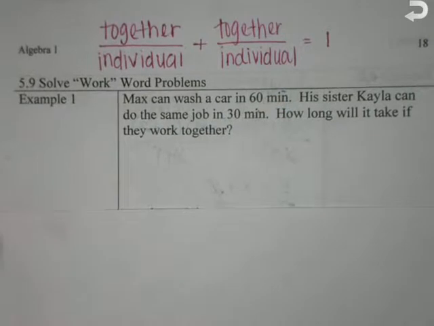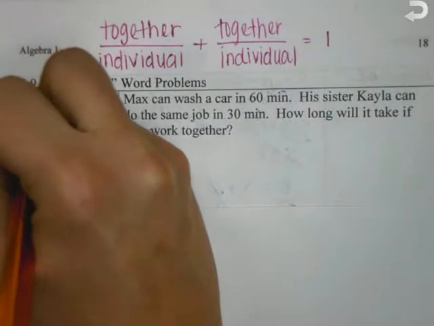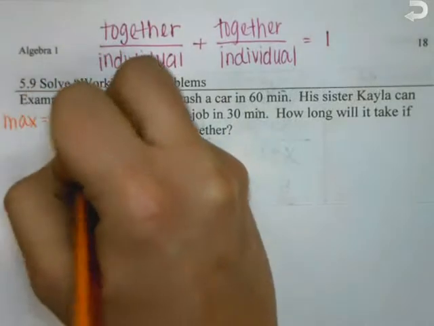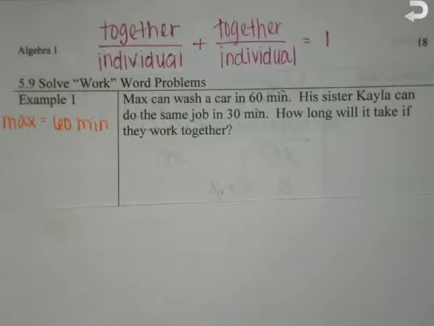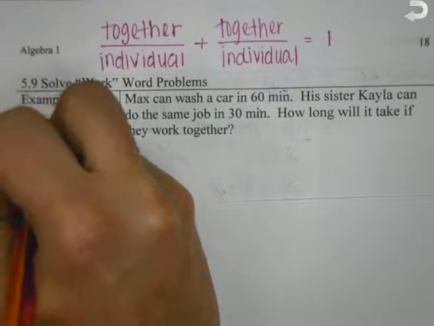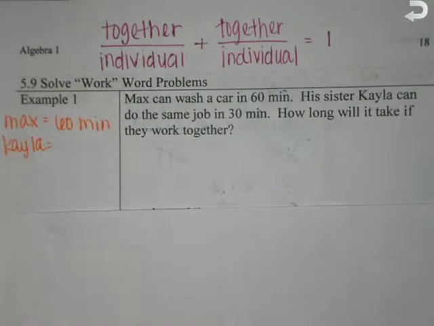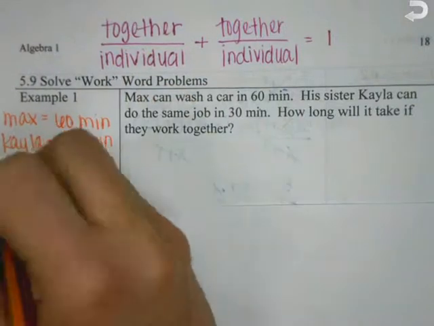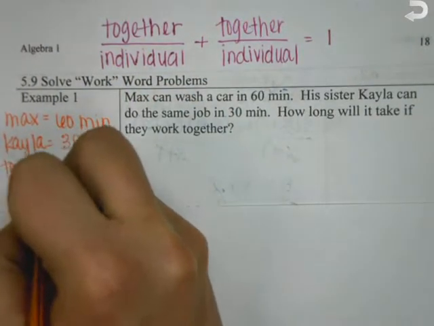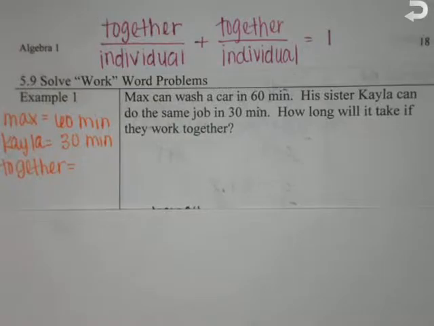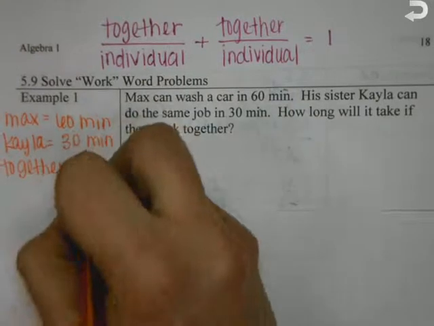Max is equal to what? 60 minutes. Write that down. So write Max equals 60 minutes. Kayla is equal to how many minutes? 30. Because she doesn't do a good job and she just rushes through it. Okay. How long does it take them to do it together? Do we know yet? No. So what do you want to call it? We have to give it a variable, so let's call it X.